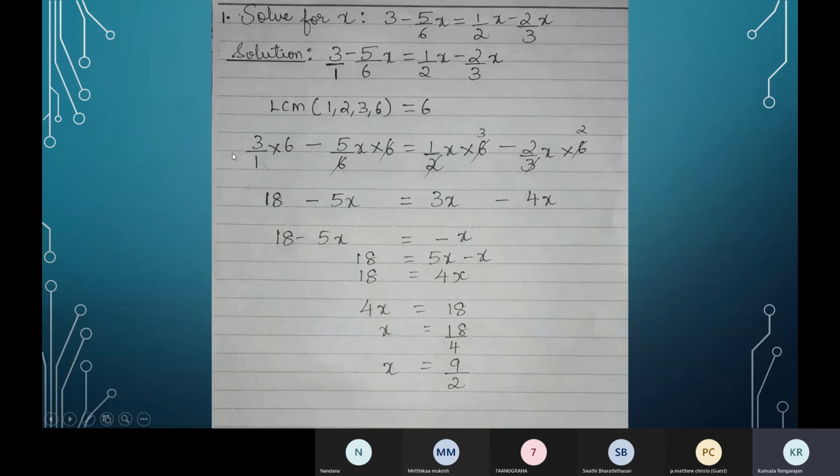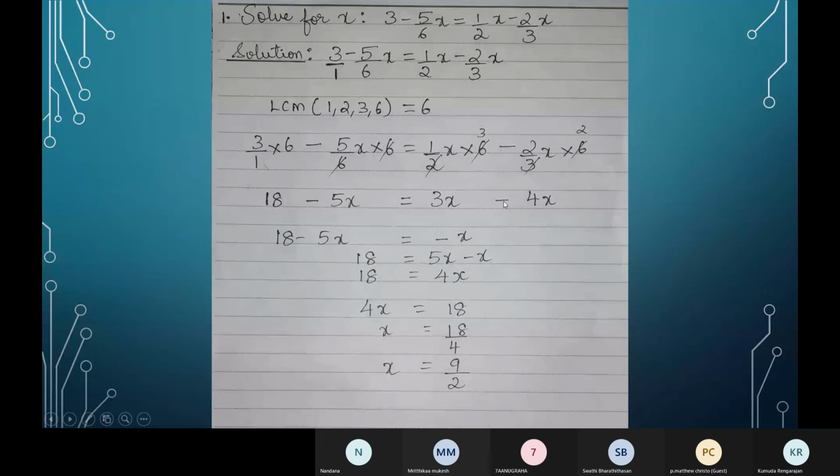Next, simplify within the terms. Now this is a term. Simplify within this. 3 6s are 18. Now this is the next one. 5 into 6, simplify within this. So 6 and 6 will get cancelled. So we have 5x. Within this, simplify half x into 6. That is one term. Half x into 6. So 2 1s are 2, 2 3s are 6. So 3x. 3 into 1 is 3x.